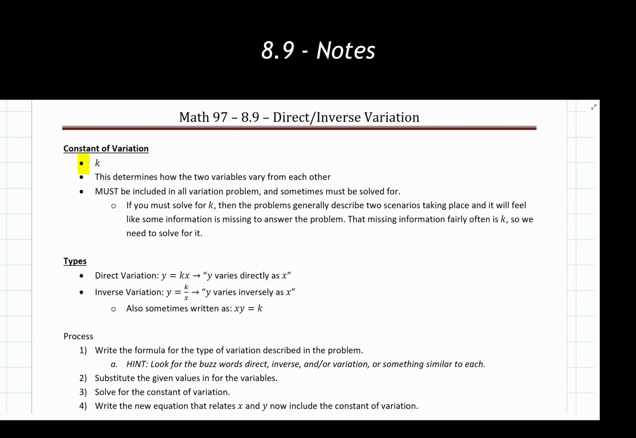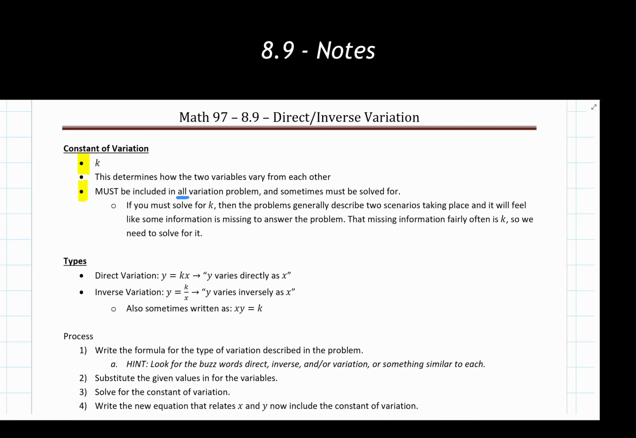And this helps us determine how the two variables that we are going to be using in our equations vary with one another. It should also be noted that this constant of variation k must be included in all of our variation problems. And in most instances, really, we actually need to solve for this.